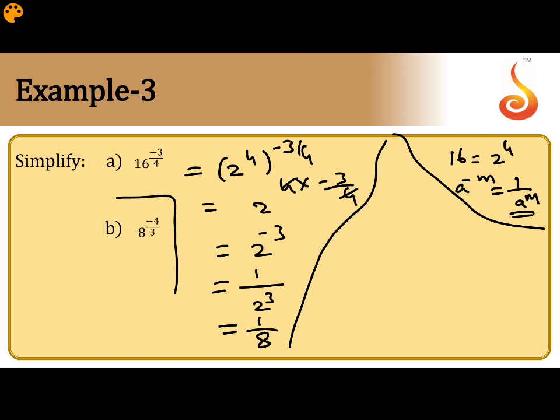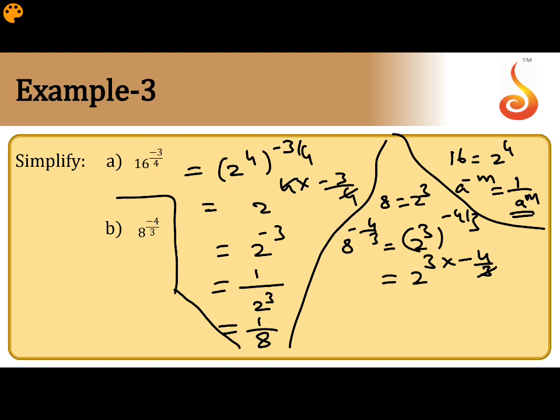Next, the second one. What is there? 8. What is the root here? 3. So you can write 8 as 2 cube. So that means 8 power minus 4 by 3 is there. You can write 8 as 2 cube, meaning 8 power minus 4 by 3 is (2 cube) whole power minus 4 by 3. So this is equivalent to 2 power 3 into minus 4 by 3. The 3 cancels. So what does this give? 2 power minus 4. 2 power minus 4 is 1 by 2 power 4. So nothing but 1 by 16. That is the answer for the B part.